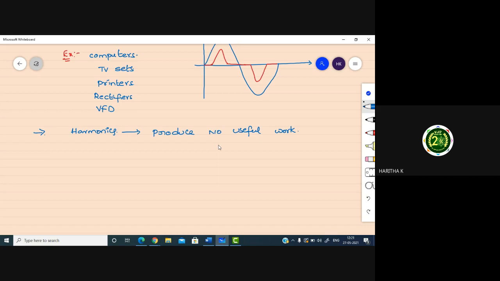So that current is a loss. We are not utilizing that current. We are taking the current from the supply, but we are not utilizing it. It is going to be a loss, so it doesn't produce any useful work. So if loss is increased, what happens to the power factor? Power factor will be reduced. Because of this reason, nonlinear loads have a low power factor.